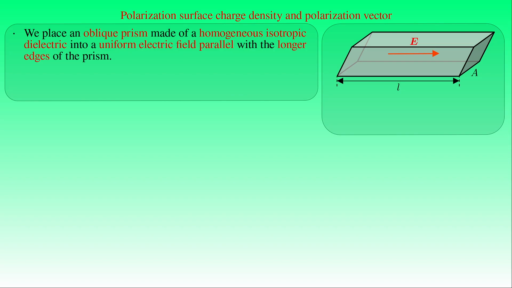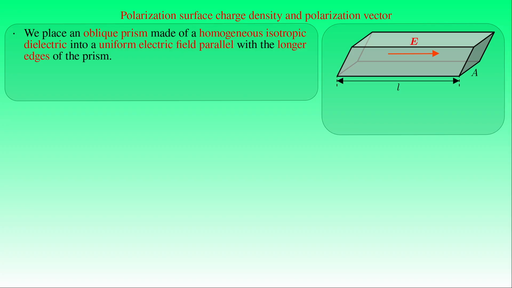We already saw that the magnitude of the polarization in a dielectric filling the space between the plates of a charged parallel plate capacitor is equal to the polarization surface charge density of the insulating material. Now we examine the relationship between polarization and polarization surface charge density in a more general situation. Let us place an oblique rectangular prism made of a homogeneous isotropic dielectric into a uniform electric field parallel with the lateral faces of the prism, as seen in the figure.